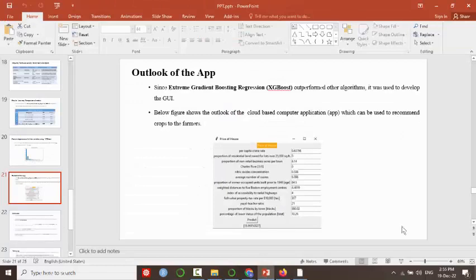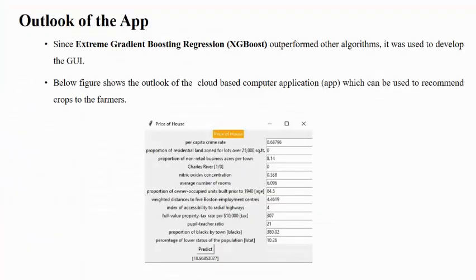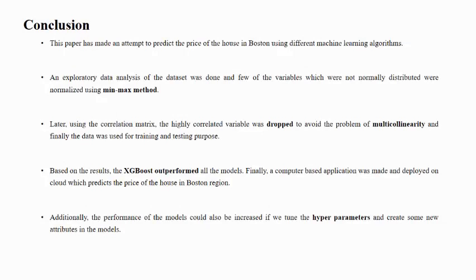So coming to the conclusion part, this paper has made an attempt to predict the price of the house in Boston using different machine learning algorithms. An exploratory data analysis of the data set was done, and a few of the outliers which were not uniformly distributed were normalized using the min-max method. Using the correlation matrix, the highly correlated variable was dropped in order to avoid the multicollinearity problem. Based on the results, XGBoost outperformed all the models, thereby this particular machine learning algorithm was used to build this app.